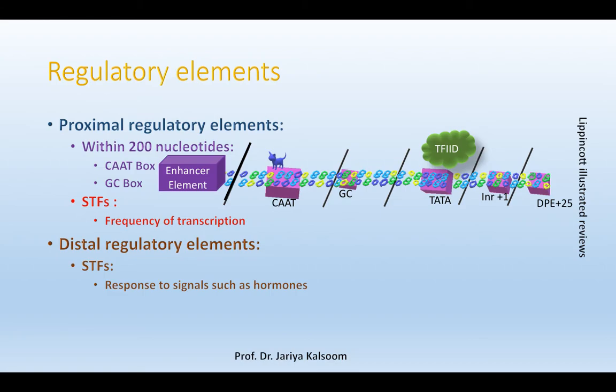Special transcription factors or proteins called specific transcription factors, or STFs, bind the proximal regulatory elements, for example, CTF and SP1, binding to the proximal regulatory elements CAT and GC boxes, respectively, and influence the frequency of transcription. Still other STFs bind distal regulatory elements like enhancers to mediate the response to hormonal signals for transcription. So, here you can see the STFs binding to the CAT and GC boxes.